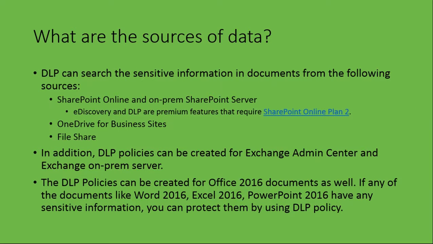Now, for the source of the data, as we saw earlier, these policies can find documents in SharePoint Online and on-prem SharePoint Server also. With SharePoint 2016, we can configure these policies on-prem or with SharePoint Online. One thing to note here is that e-discovery and DLP are premium features and they require a minimum of SharePoint Online Plan 2. Other locations are OneDrive for Business sites and file shares, as we saw earlier. And DLP policies can, of course, be configured for Exchange Admin Center, as we just saw, and with Office 2016 documents also.